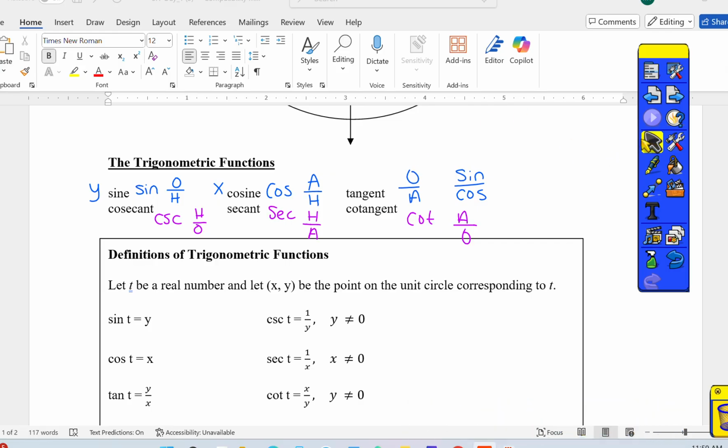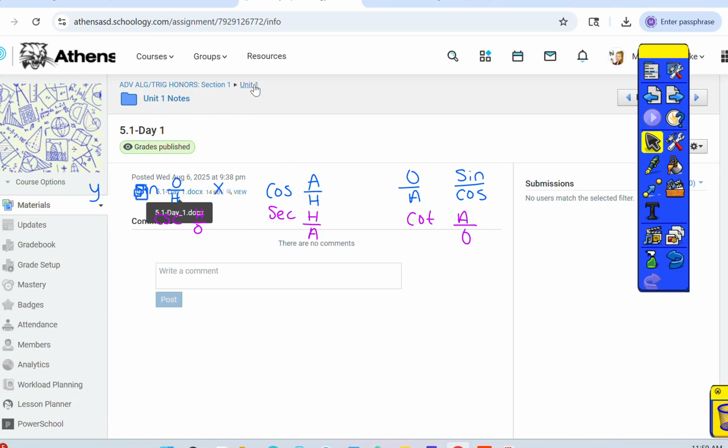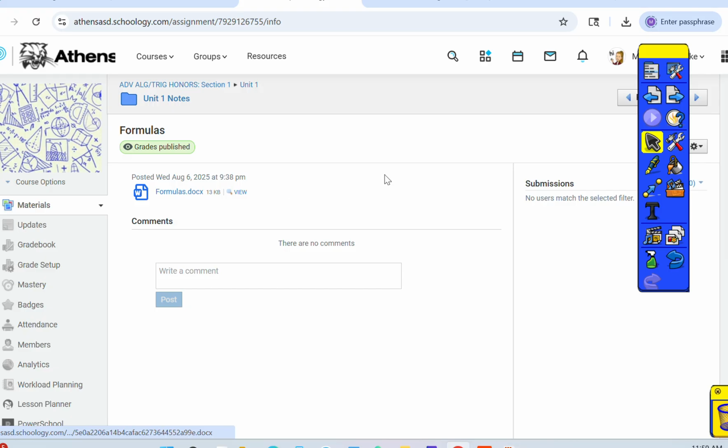We're going to take a little pause on the notes here. Let's go find our formula sheets. That lovely yellow color.